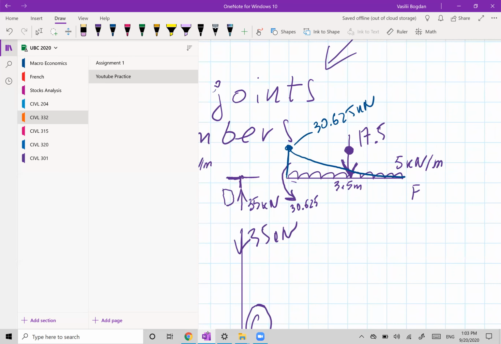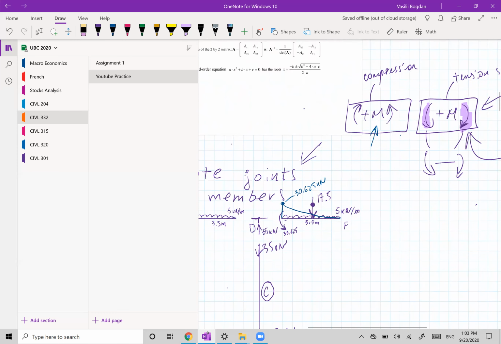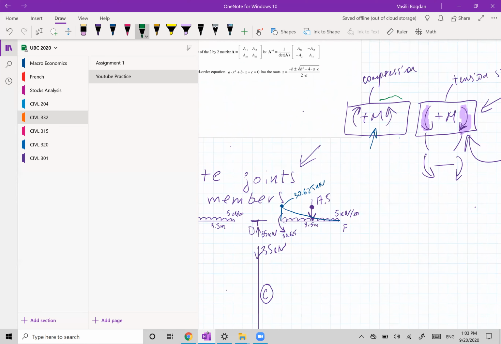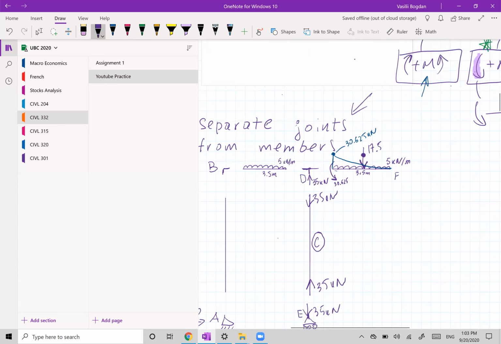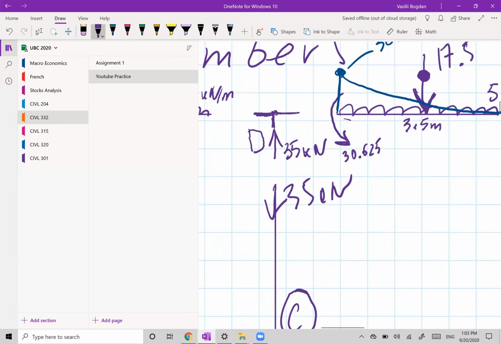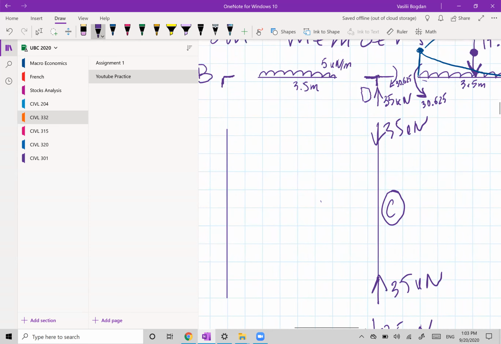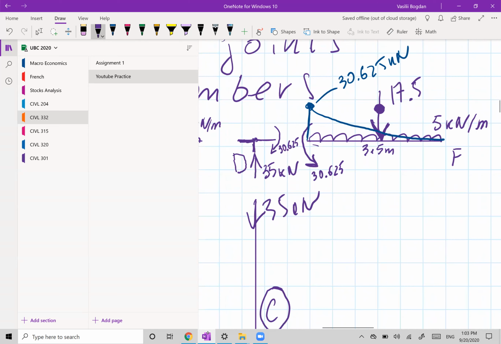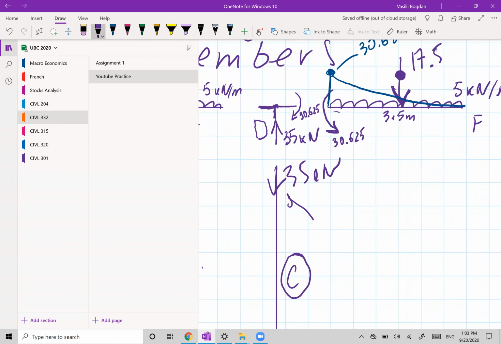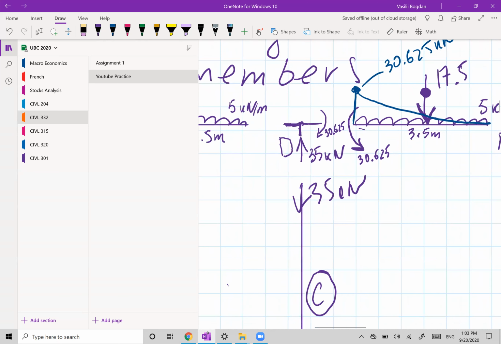But for this example, we're gonna go with this convention, okay? Okay, so remember, we have 30.625, so it means that here you have also 30.625. That's the beauty of separating joints from members. Pretty much every time you have something on a beam, you mirror it to the joint and vice versa. So it seems like we solved it for a moment here.